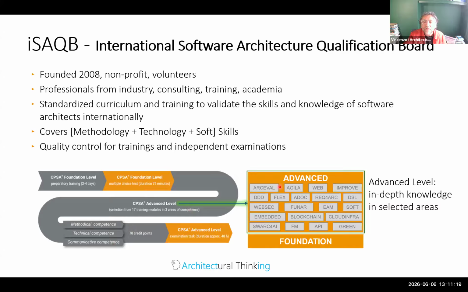And you have a sort of menu of things that you can learn from agile architecting, that's a methodical competence, to cloud infrastructure, that's a technical competence, and soft skills, which is a communicative competence. So you choose a number of them, you gather some credits, and then that takes you to apply for the advanced level certification. The training that you'll see as, if you like, sister to this lightning session, is the foundation level. Okay, so the topics that I covered today and the 3 days course that you can purchase from Architectural Thinking is on the foundation level.